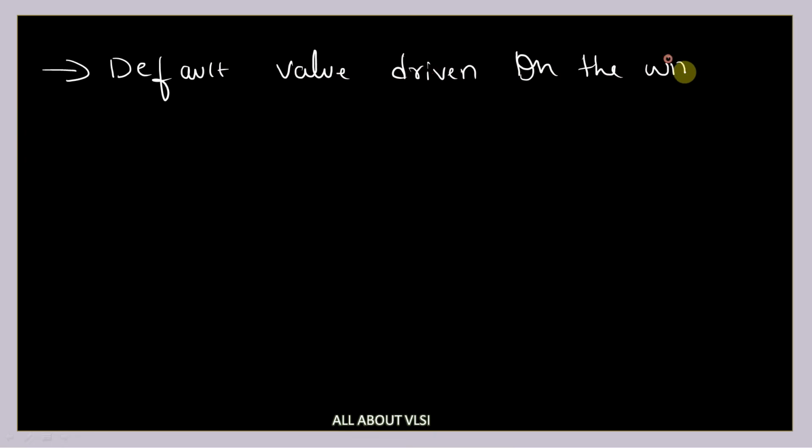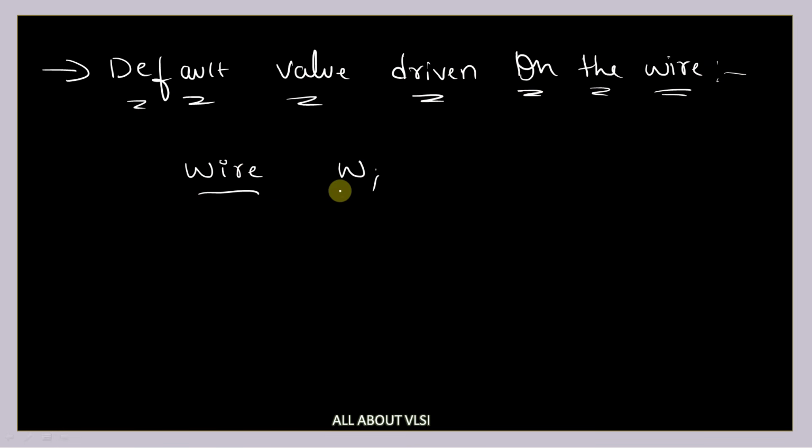Now, coming to the default value which is being driven onto the wire. What may be the default value which is being driven on the wire? Can anyone tell me? If we declare simply wire W, then what may be the default value that is driven on the wire? I'm not driving any value initially. So what will be the value that will be driven on this wire? Exactly, Z. The default value that will be driven on this wire is Z.